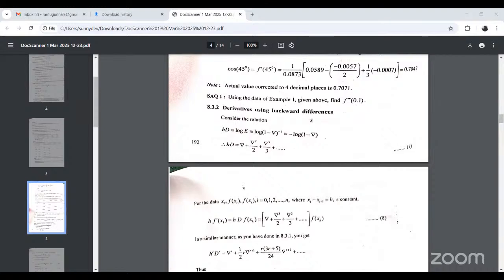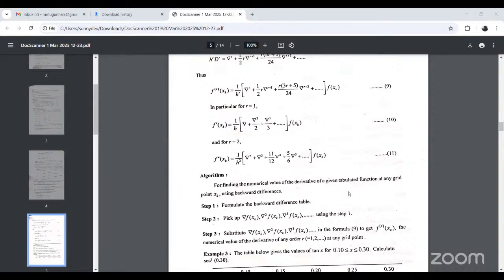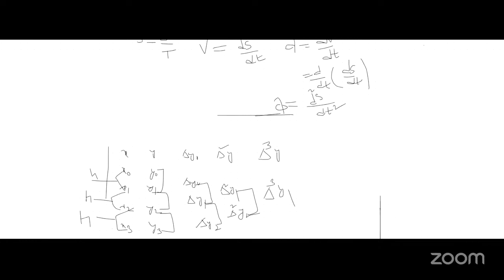Now that is the forward differentiation formula. Now let's use the backward differentiation formula. Now see the backward difference table, the backward differentiation.